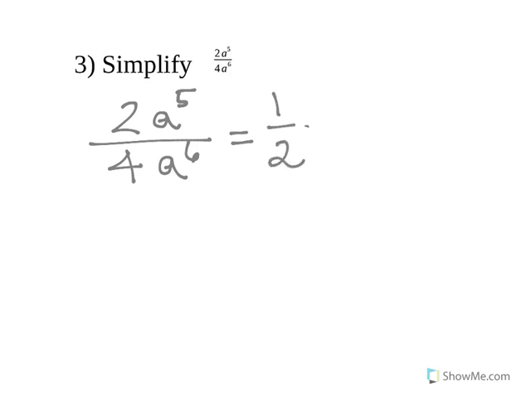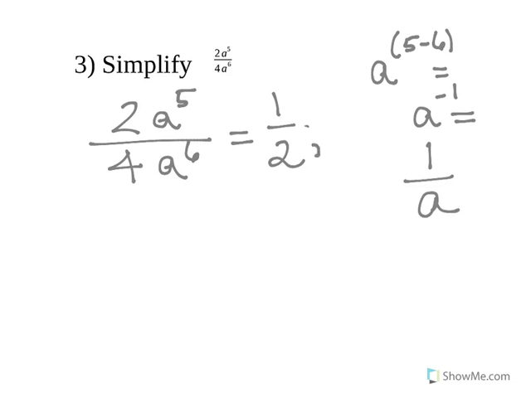And then we take our a to the fifth divided by a to the sixth, which is the same thing as a to the 5 minus 6, which happens to be a negative exponent. So this would be represented as 1 over a. So we just put the a here at the bottom. So 1/2 a would be your answer.